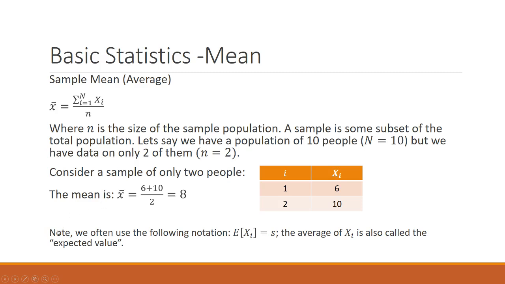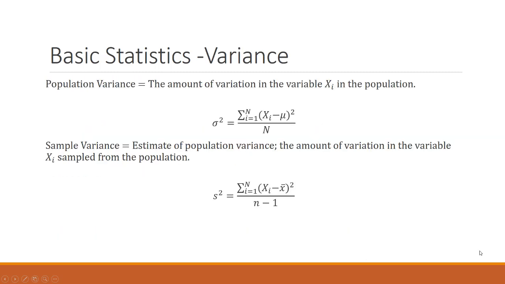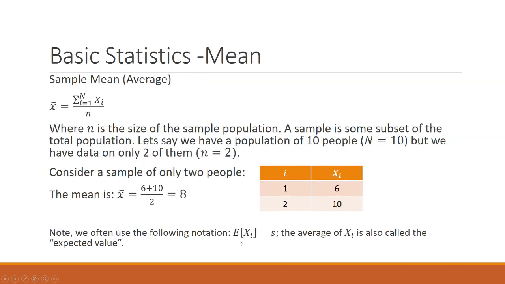Okay. So we'll note here that sometimes we'll use the notation of what looks like an E and then brackets around the variable. So we use this notation where this is the average of x, the so-called expected value. Okay, this is notation that we might use. The average or the mean is the same thing as the expected value. So if you ever see E bracket xi, or E bracket some variable, that means it's the average of that variable, the expected value, same thing.